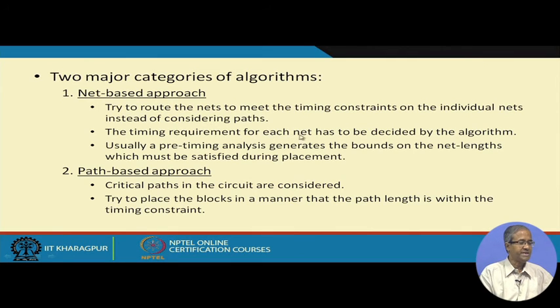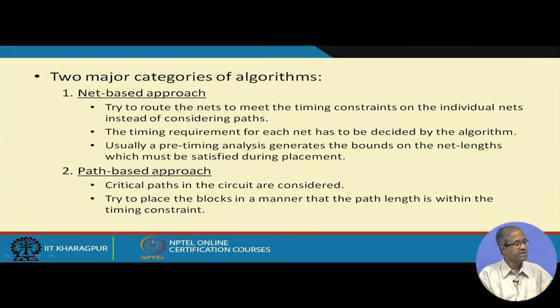So, the timing requirement for each net has to be decided, and usually some kind of a timing analysis tool is available, which generates bounds on the net lengths, which must be satisfied during placement. Like for example, let us say I want that my circuit needs to work at some particular clock frequency. So, you can make an analysis and you can predict that, well, to make my circuit work at this particular clock, my maximum net length can never exceed this. If it exceeds this, then this requirement may be difficult to meet. So, this kind of a constraint can be there.